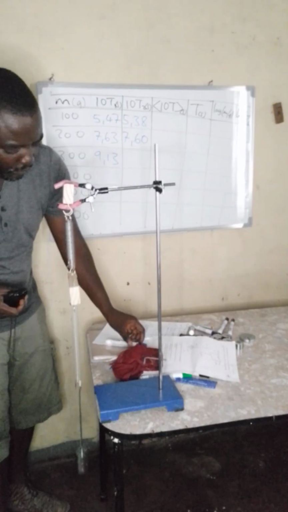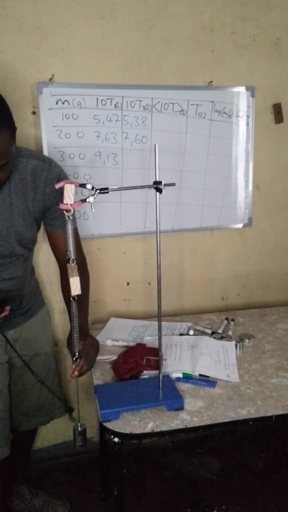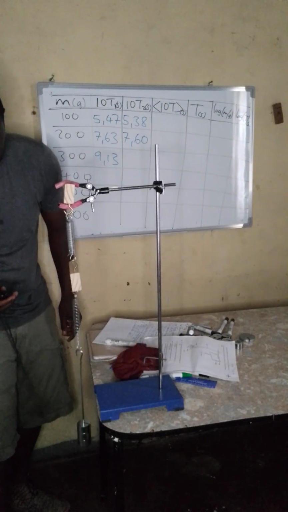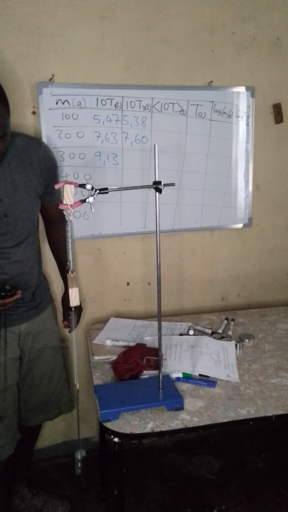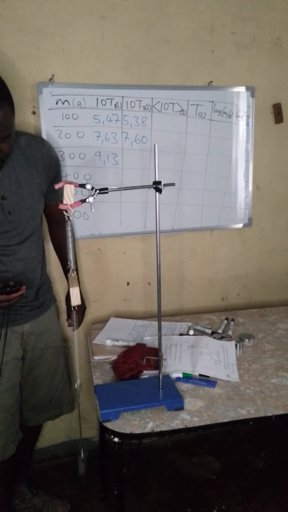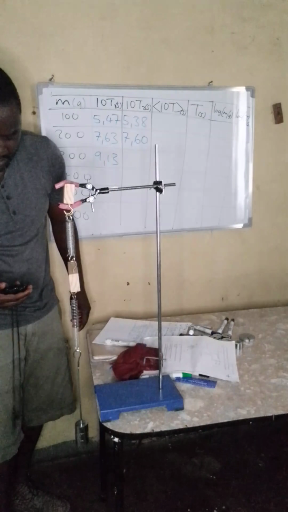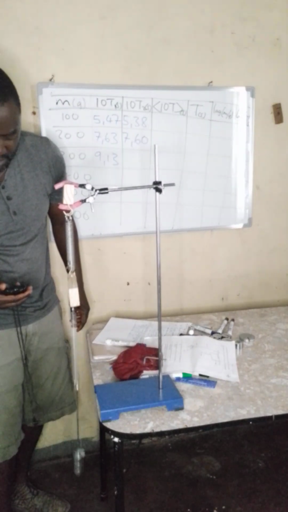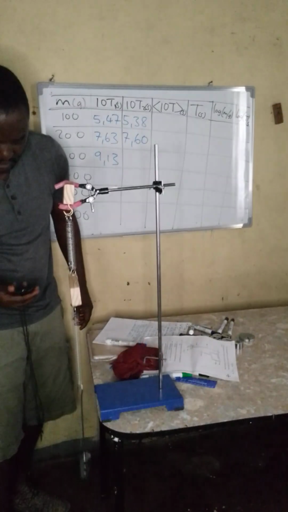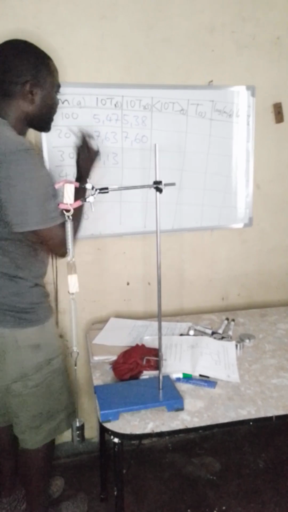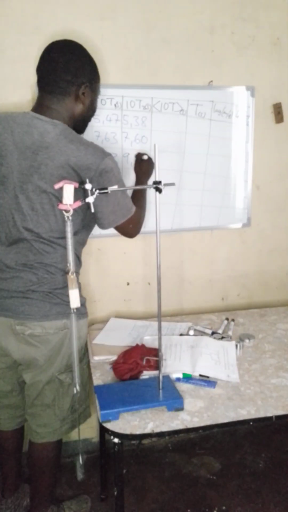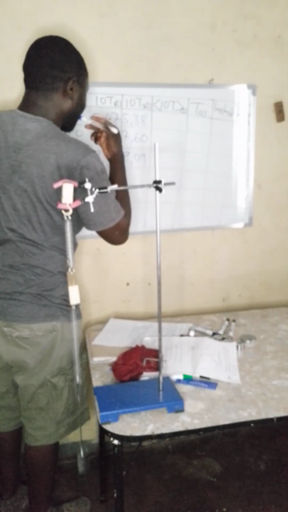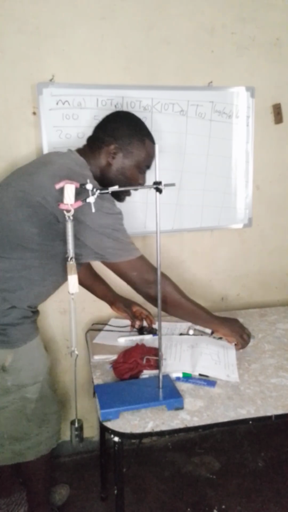Going to redo again, repeat again. 0, 1, 2, 3, 4, 5, 6, 7, 8, 9, 10. And the reading is 0.9. Redo again for 400.